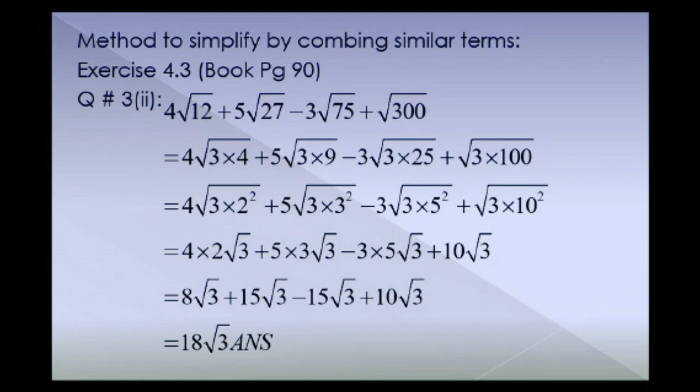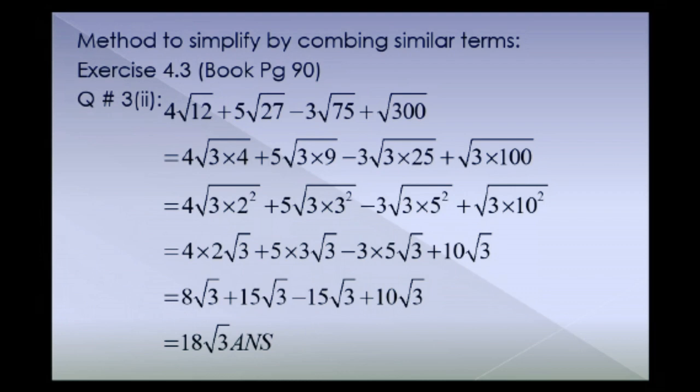Now students, you know that the under root and the square will cancel each other. So if a factor in the under root has a square on it, it will come out of the root and the under root will be cancelled. So 4 will be multiplied by 2 and under root 3 will remain as it is, plus 5 multiplied by 3 and under root 3 as it is, minus 3 multiplied by 5 and then under root 3 will come, plus 10 will be out of the under root, and under root 3 will come.